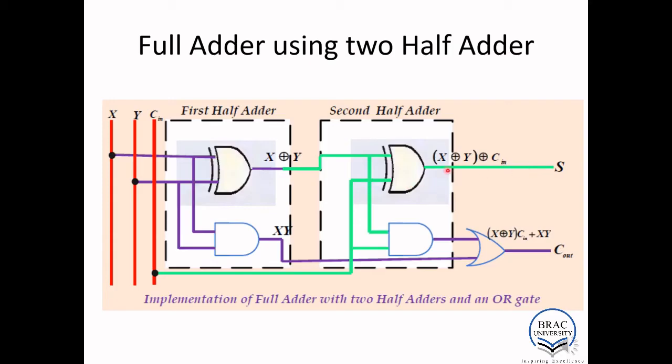So for the full adder, the sum we got is X XOR Y XOR Cin, and the carry is (X XOR Y) dot Cin plus XY. This is the final product, a full adder using these two half adders. So that's what we got in the previous equations.